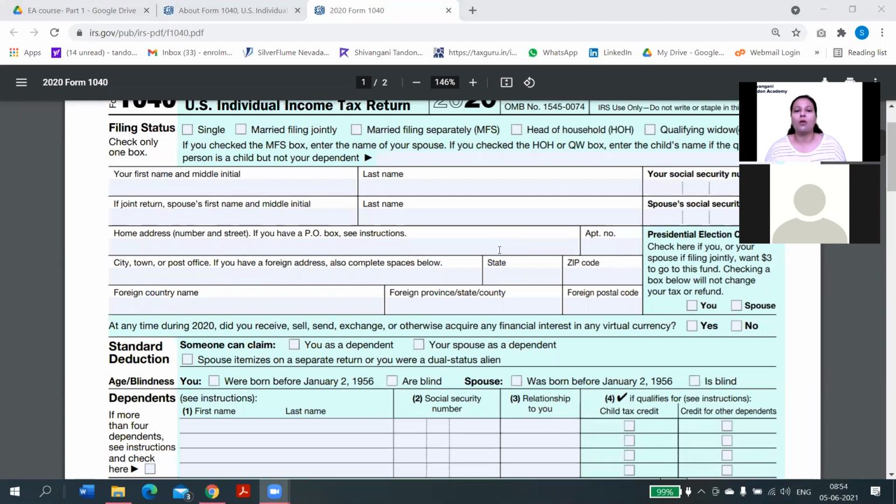Yeah. Okay, Shivas. So next, if you're filing a joint return, you need to inform the spouse information. When you are married and filing the joint return with your spouse, you have to give the spouse information, your home address, city, state, zip code, everything you have to give. If you are a US person, you will be providing your foreign country name and your foreign address if you are residing in the foreign country for a longer period.